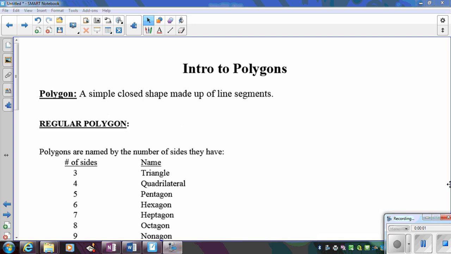In this unit, we are going to learn about polygons and circles and inscribing polygons in circles. So the first thing we need to do is just review some information about polygons. So polygons are simple closed shapes that are made up of line segments.